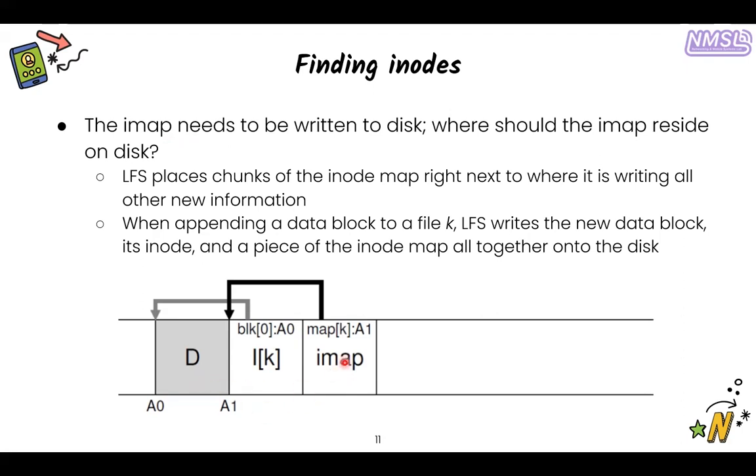So here you first go to the IMAP. It shows you that file K's inode is at A1. So you go to A1, which is the inode of K, and this also indicates the actual data is at A0. You kind of piece them together.